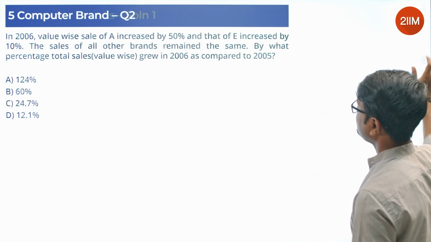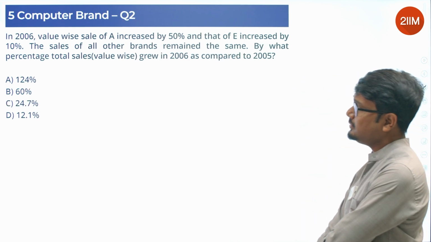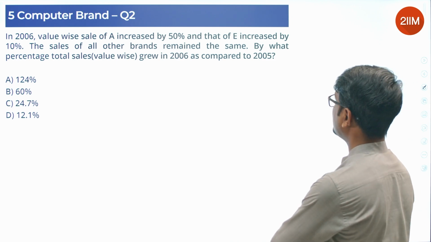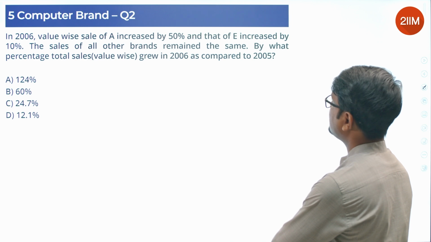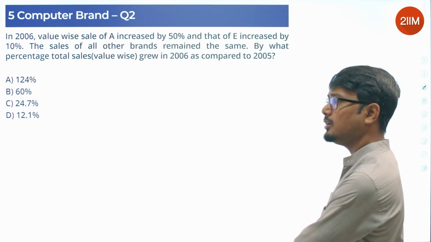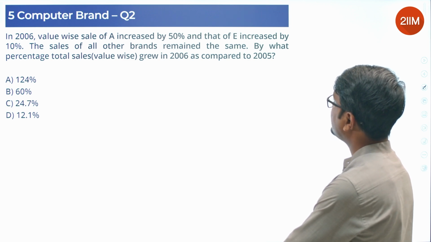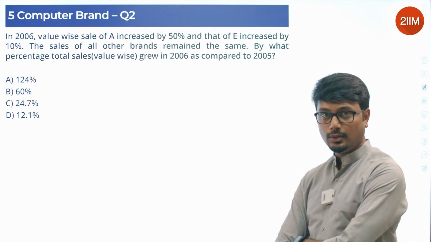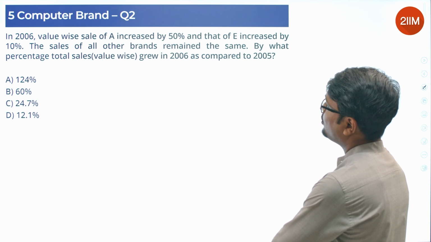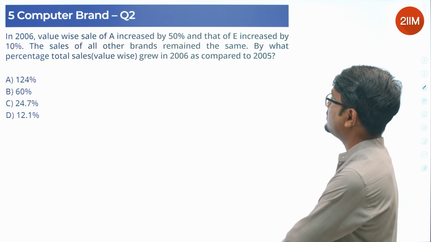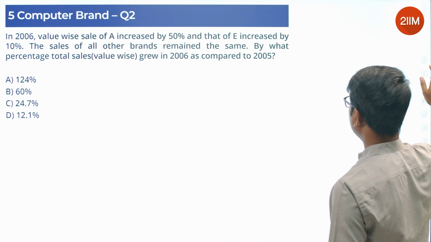Then next question. In 2006, value wise sale of A increased by 50% and that of E increased by 10%. Similar to the last one. The sale of the other branch remained the same. Okay, exactly ditto like last one. By what percentage total sales value wise grew in 2006 compared to 2005?